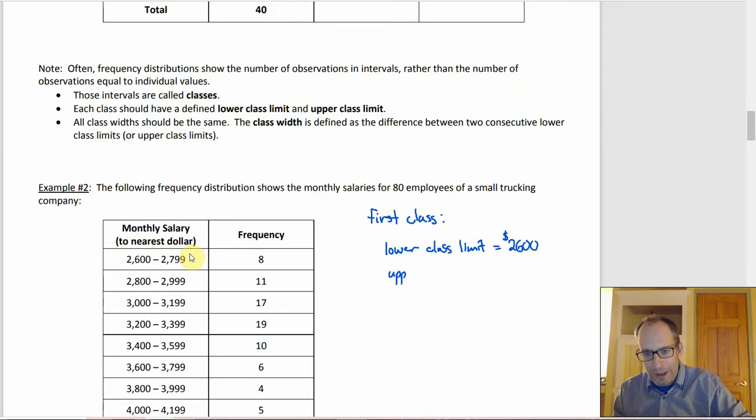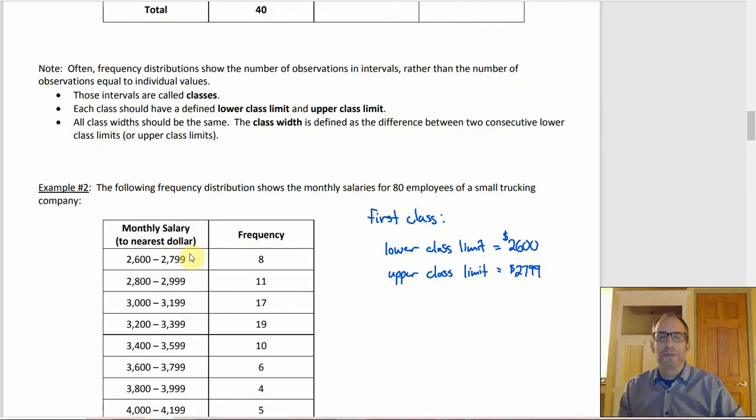And then the upper class limit is 2,799. And it's the same for the rest of them, right? The second class, you're going to have a lower class limit of 2,800 and upper class limit of 2,999, right? And you can just keep going all the way through that if you want.